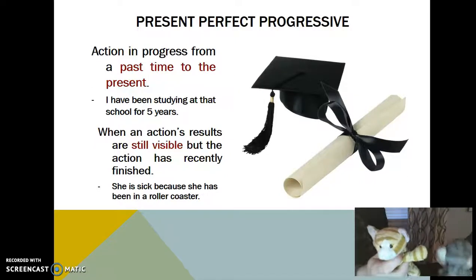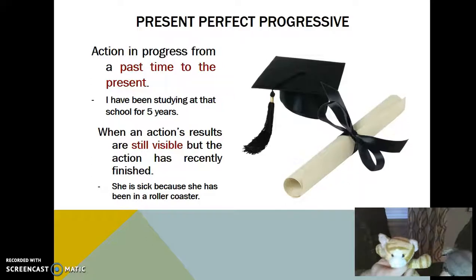For the present perfect progressive. An action in progress from the past time to the present. For example, I have been studying at that school for 5 years.